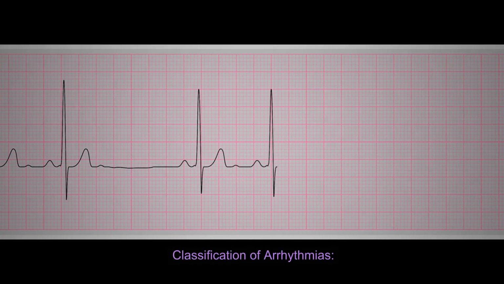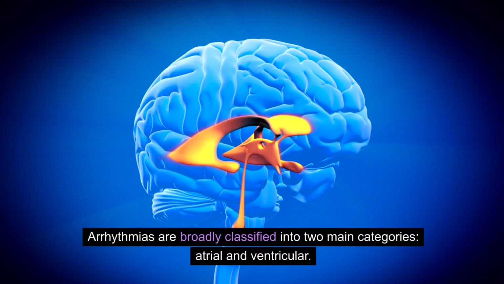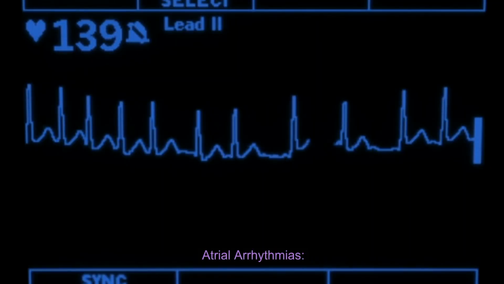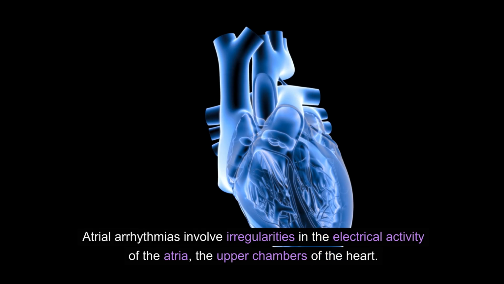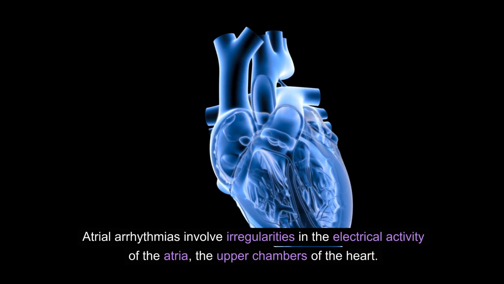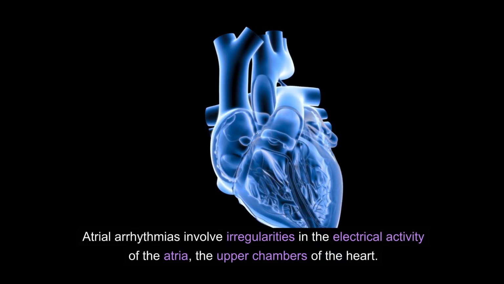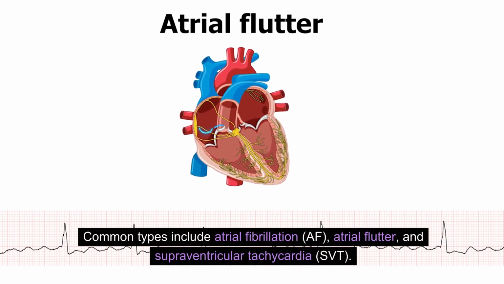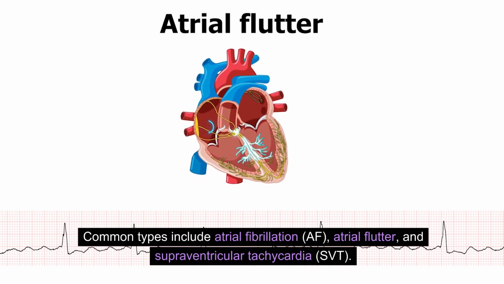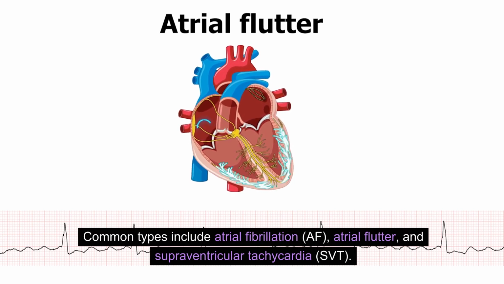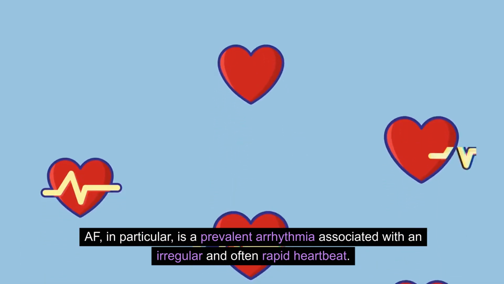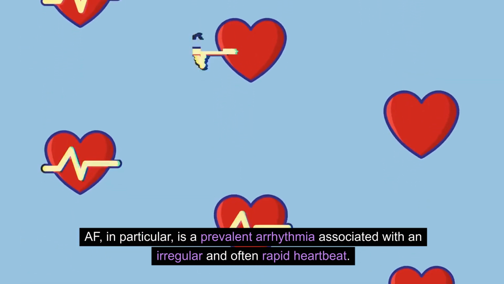Classification of arrhythmias. Arrhythmias are broadly classified into two main categories: atrial and ventricular. Atrial arrhythmias. Atrial arrhythmias involve irregularities in the electrical activity of the atria, the upper chambers of the heart. Common types include atrial fibrillation, AF, atrial flutter, and supraventricular tachycardia, SVT. AF in particular is a prevalent arrhythmia associated with an irregular and often rapid heartbeat.